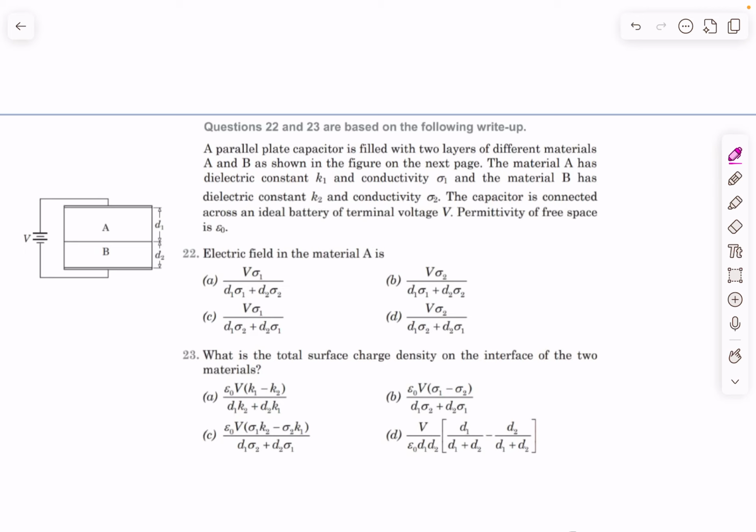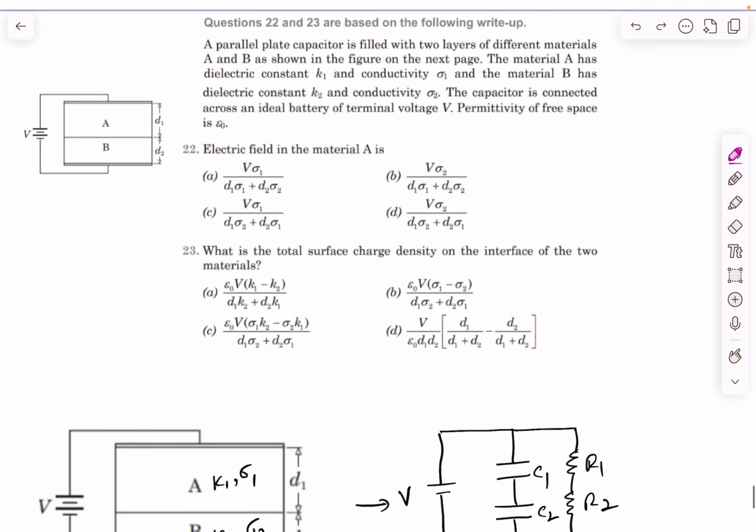The capacitor is connected across an ideal battery of terminal voltage V. Ideal battery means there is no internal resistance. So we have to find the electric field in the material A. Also, we have to find the total surface charge density on the interface of the two materials. So let's start this problem.